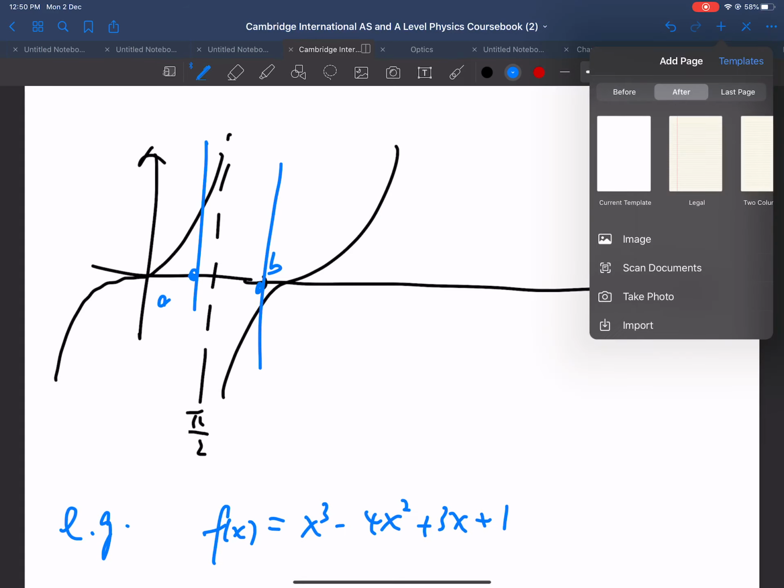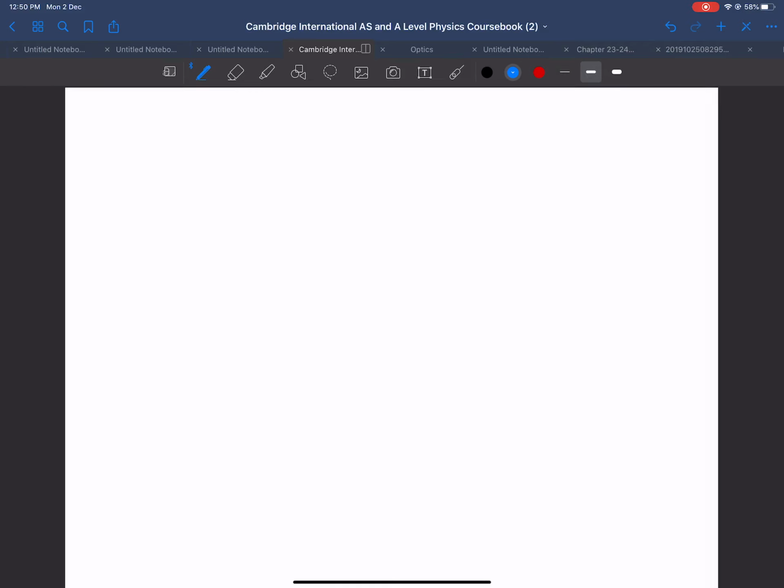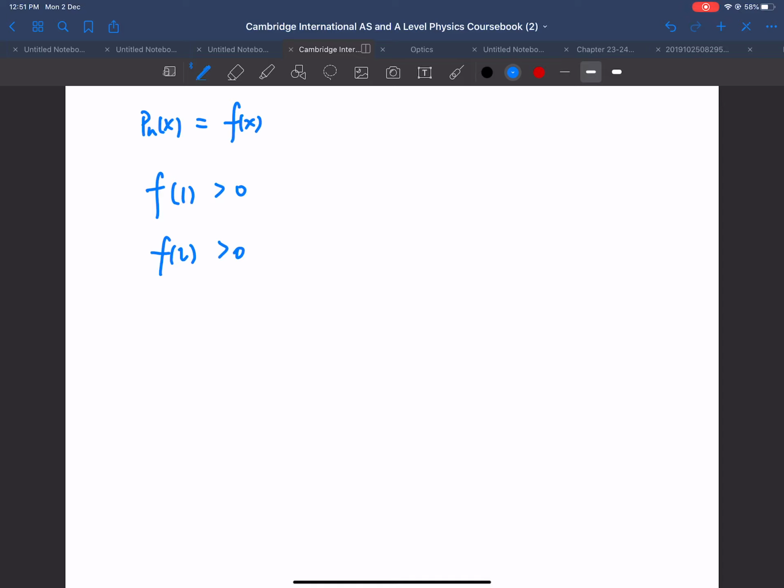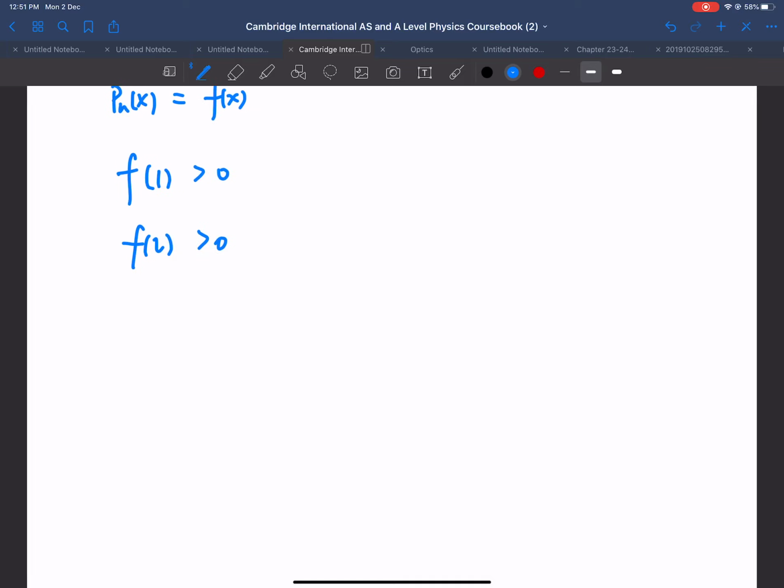Now, if there is a polynomial, just say f(x) is a polynomial. It doesn't matter what order it is. I give you f(1) is greater than 0, f(2) is greater than 0. Does it mean that there is no root between 1 and 2? No. I thought you said if the sign changes. In mathematics, you really need to take care about the order of the statement. Probably you will say if A then B, is it?